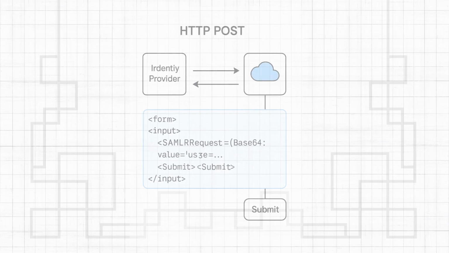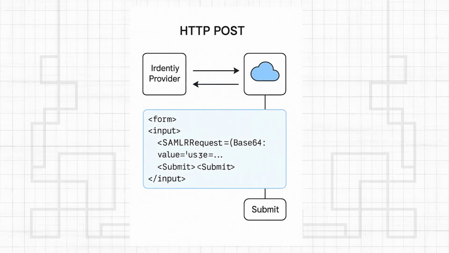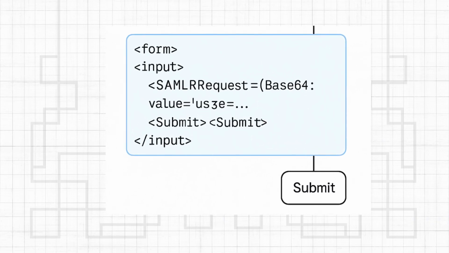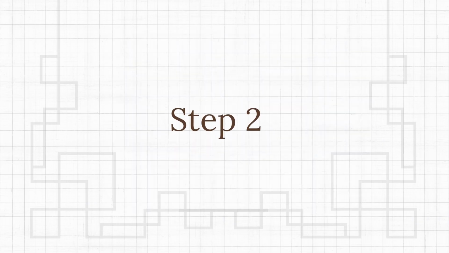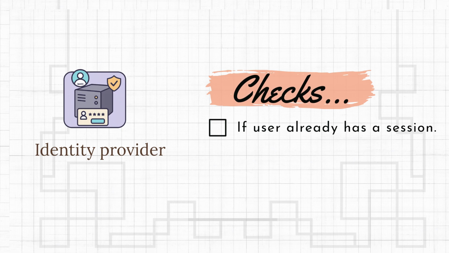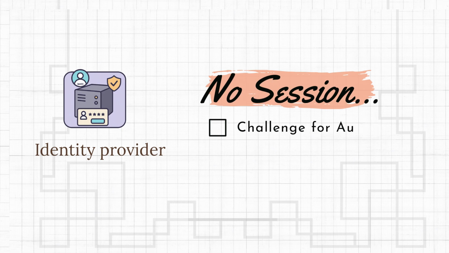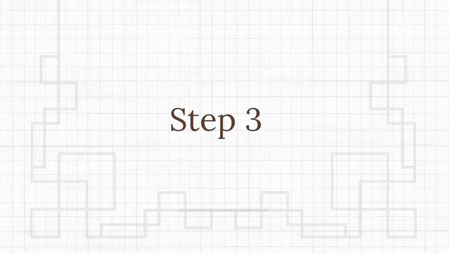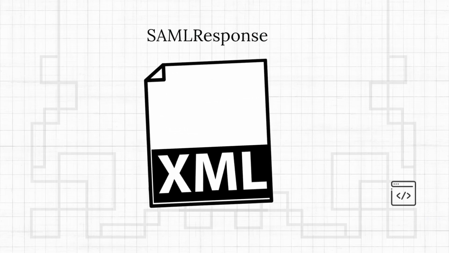In the HTTP post binding, the SAML request is base 64 encoded and included in a hidden form field, which is then submitted via post. In this binding, the SP creates a form, and the browser automatically sends this form using JavaScript or a user click. Step 2. Once the IDP receives the request, it checks if the user already has a session. If no session is present, the IDP challenges the user to authenticate, like with username and password, and optionally MFA if configured.